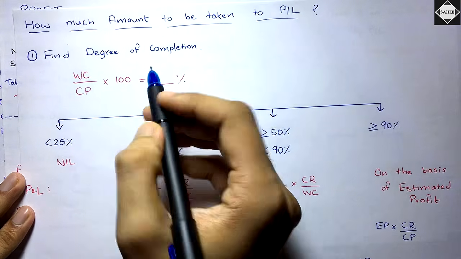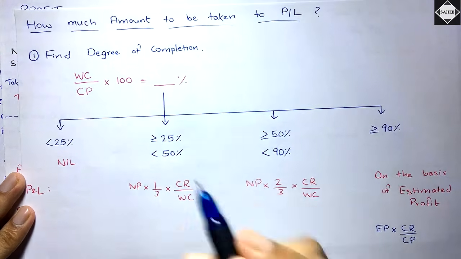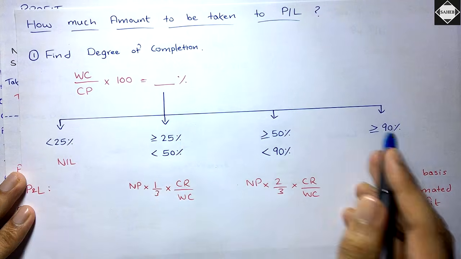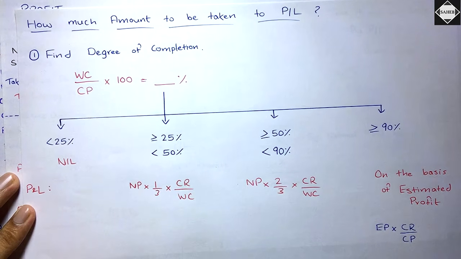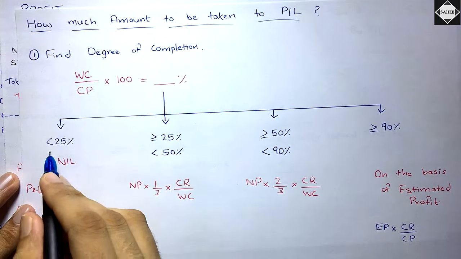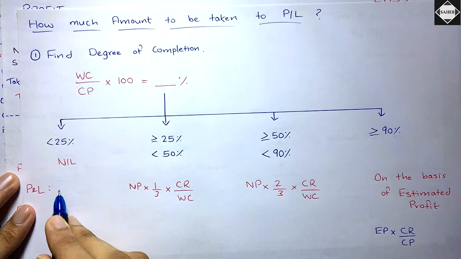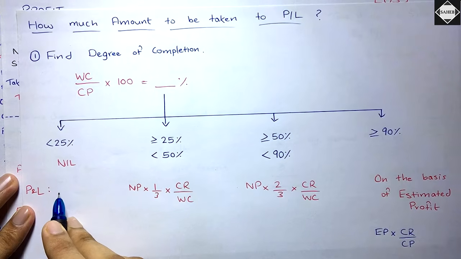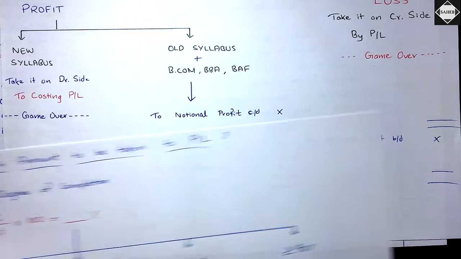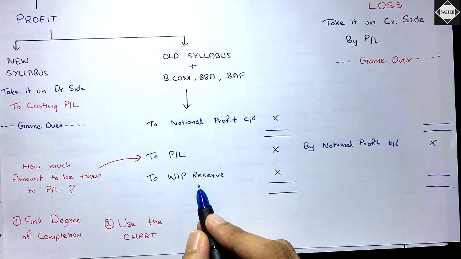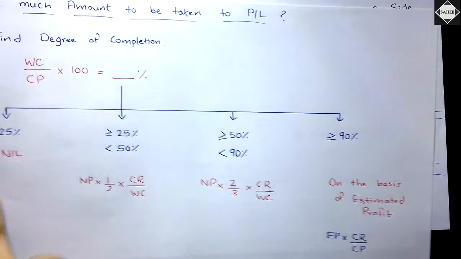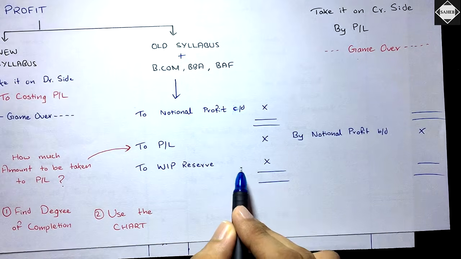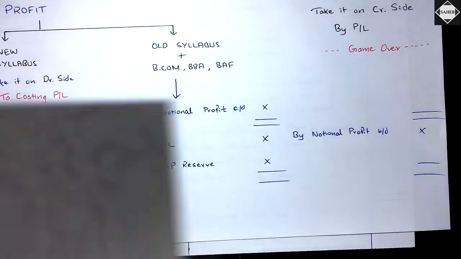Okay, so find the degree of completion and then use this chart to calculate how much to go to profit and loss. See here, for example, if you get it less than 25%, then nothing will go to profit and loss. The entire thing will go to WIP reserve. If this degree of completion is less than 25%, nothing will go to profit and loss. Entire thing will go to WIP reserve. Is that clear? Yes.